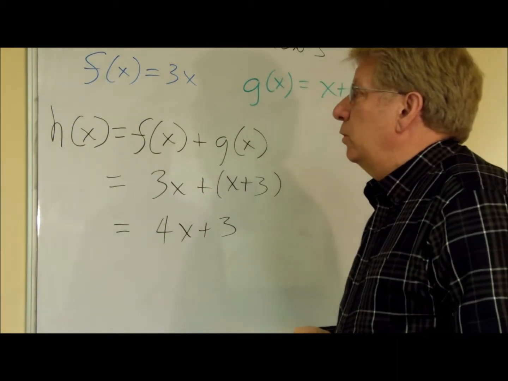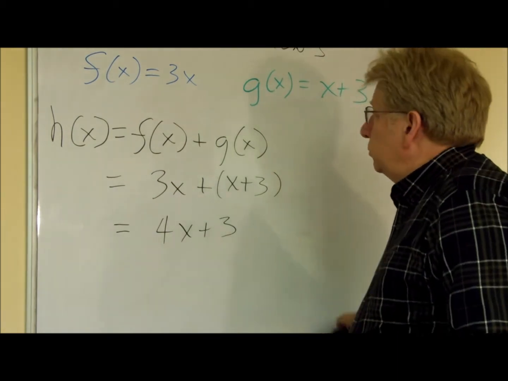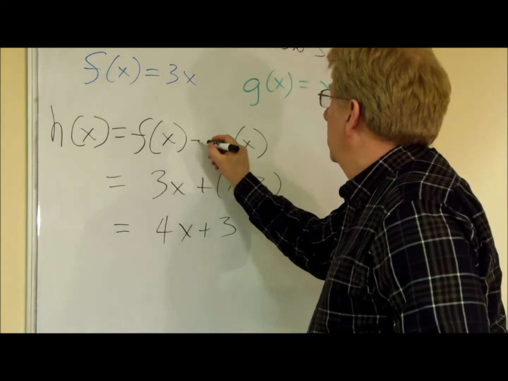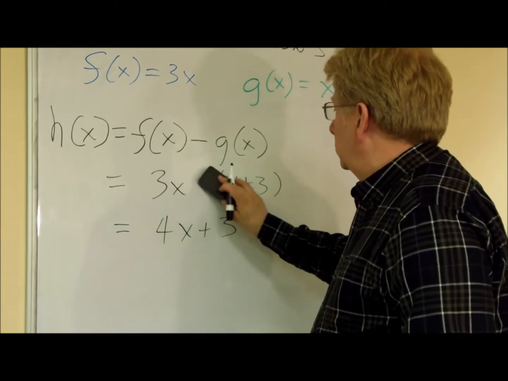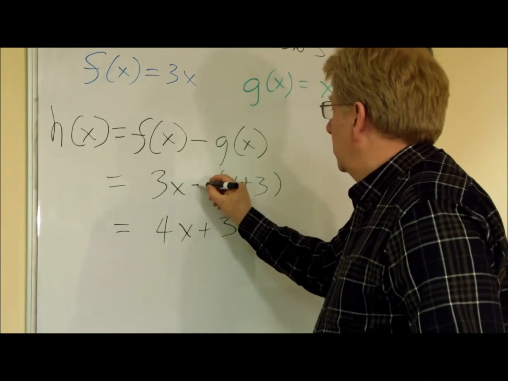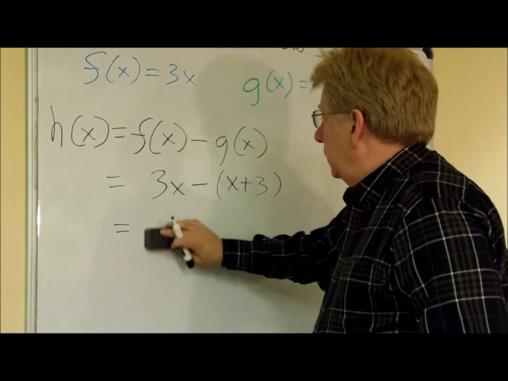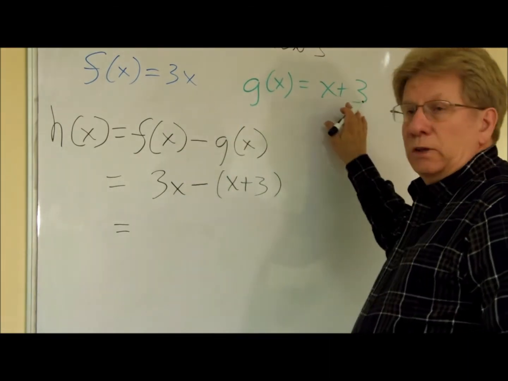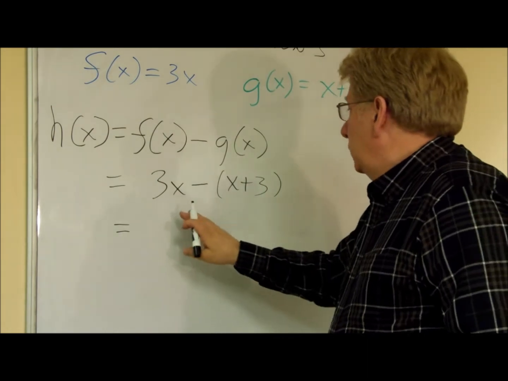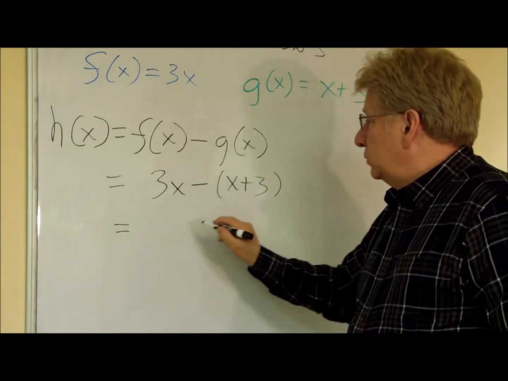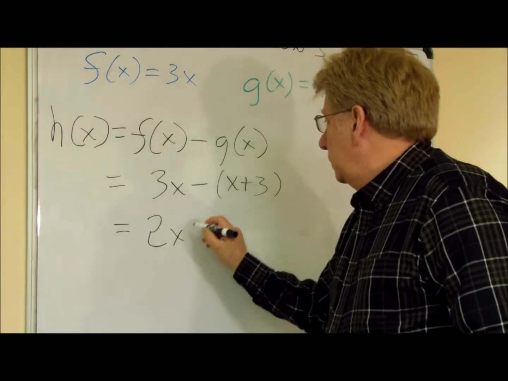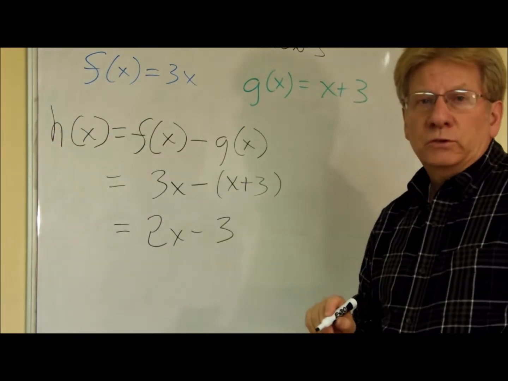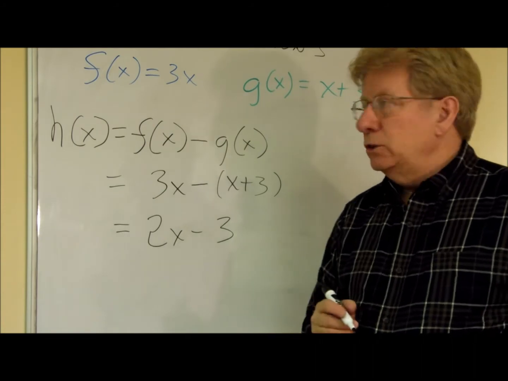Let's say we do another where we subtract the two. Well, in that case, let's put a minus sign here. So we have f of x minus g of x, 3x minus (x plus 3). So 3x minus 1x is 2x, minus 3. And that's our composite function for subtracting the two functions.